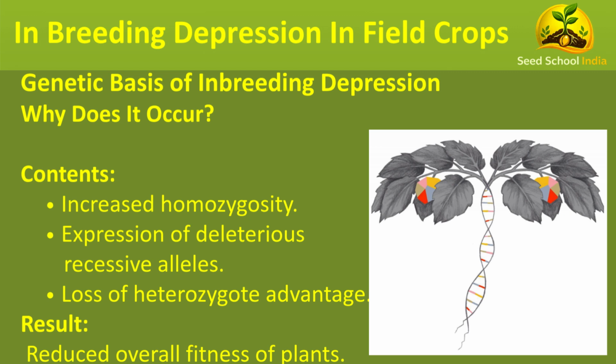The primary genetic cause of inbreeding depression is the increase in homozygosity. In cross-pollinated populations, many harmful recessive alleles remain hidden because they are paired with dominant alleles. During repeated self-pollination, these recessive alleles become homozygous and are expressed, leading to reduced plant performance. At the same time, beneficial heterozygous gene combinations are lost. Together, these changes reduce plant fitness, productivity, and adaptability.